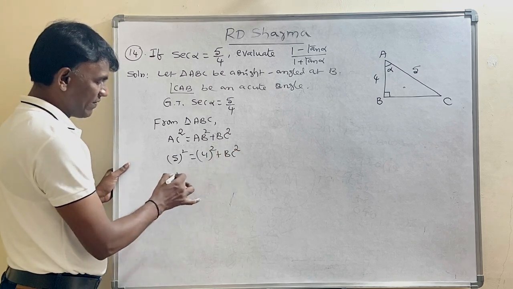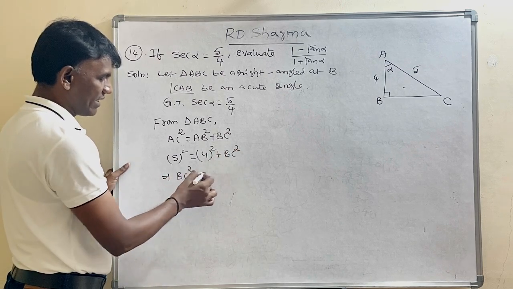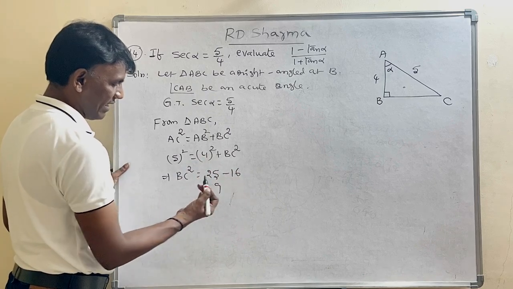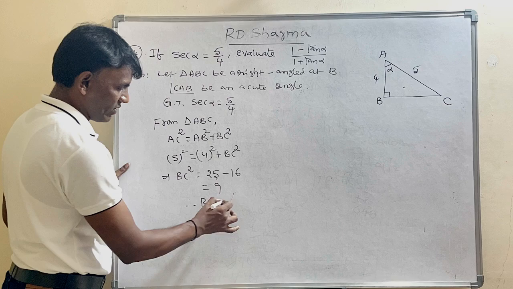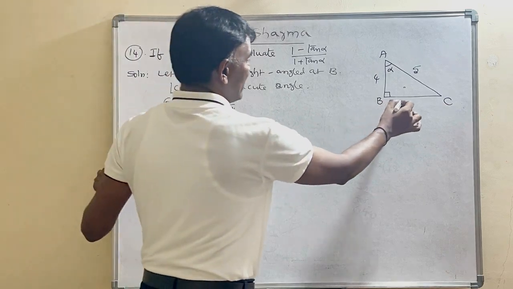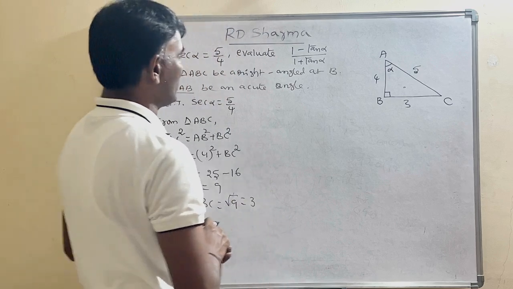Now we want the BC value. First we write BC square. How to write it? 25. If you move 16 to this side, we get minus 16, that is 9. So now BC equal to square root of 9, means 3. So now this is the value 3. So the value of BC is equal to 3.